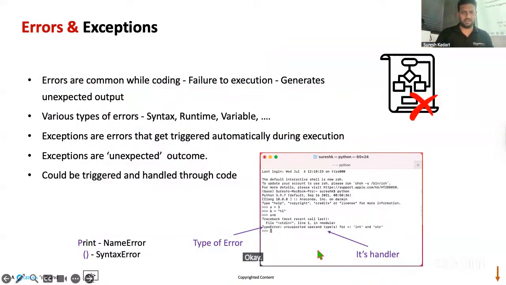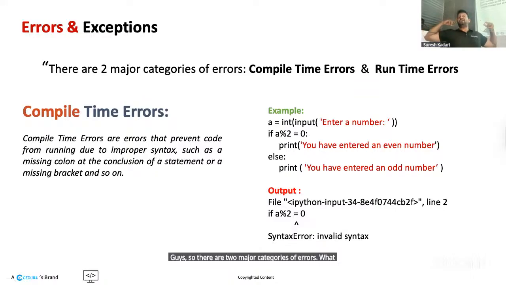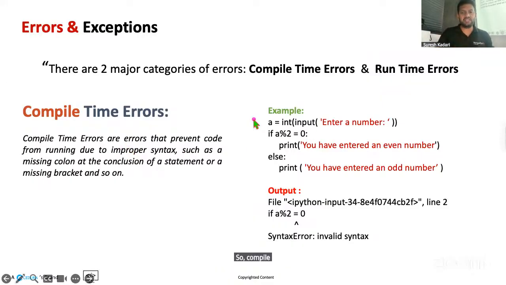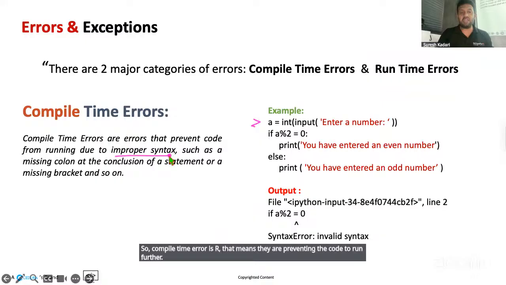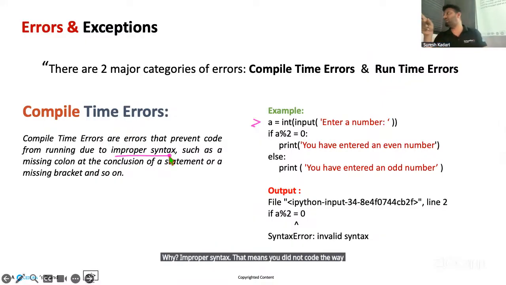Focus. Guys, there are 2 major categories of errors. What are those? Compile time error and runtime error. What is a compile time error? A compile time error prevents the code from running further. Why? Improper syntax. That means you did not code the way it should be coded. You did not follow the rules. That's why it is called a compile error.